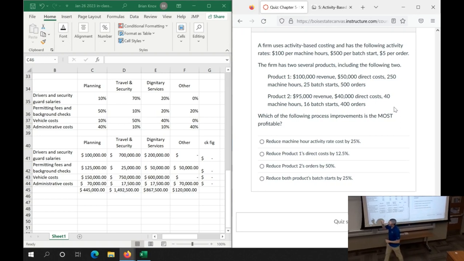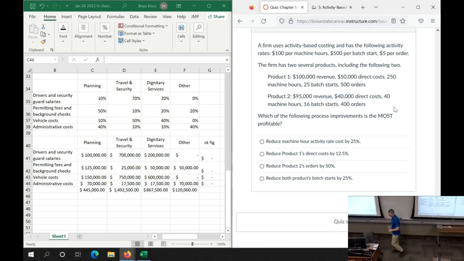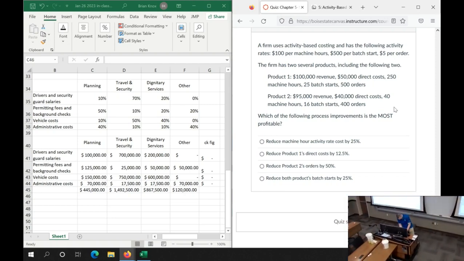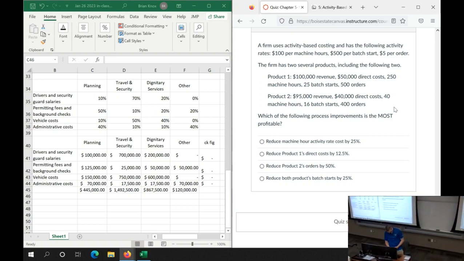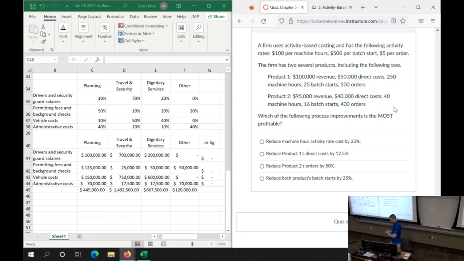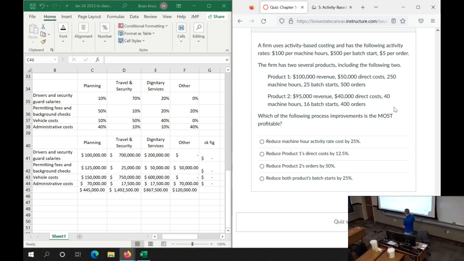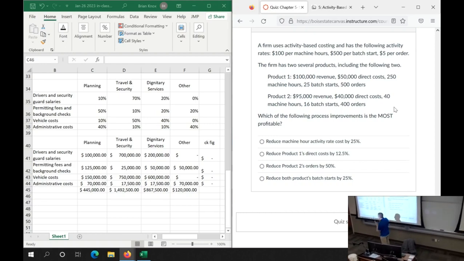All right, and we have several products. Well, that's a typo. Let me make a note here. I will fix that. "Two several products" is not good English there. Okay, it has several products, including the following two. I think I changed this question over time and failed to fix the sentence all the way.